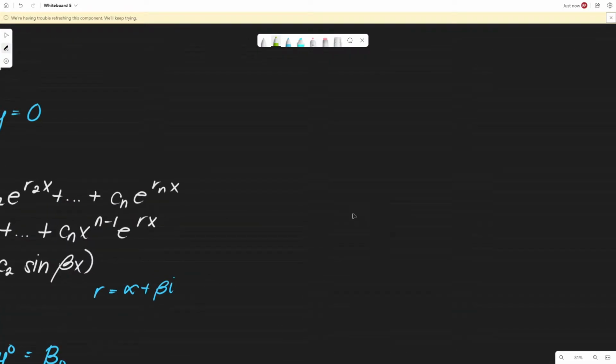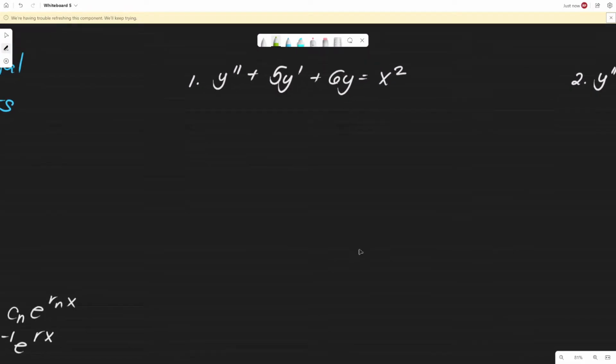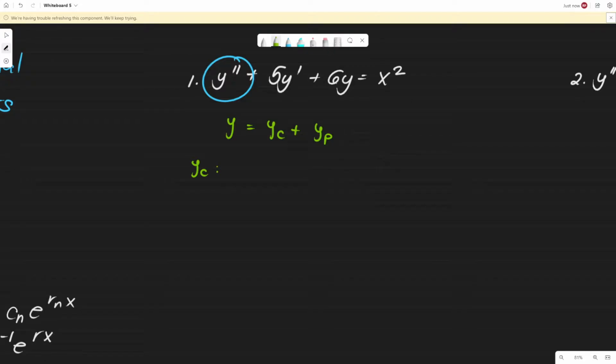So, we have here y double prime plus 5y prime plus 6y is equal to x squared. So, pinapahanap sa atin is the solution to this non-homogeneous higher order differential equation. First, determine the order of the differential equation. This is a second order differential equation because y double prime yung pinakamataas natin. So, again, y is equivalent to yc plus yp. So, let's determine YC first, yun yung pinakamabilis natin makukuha.